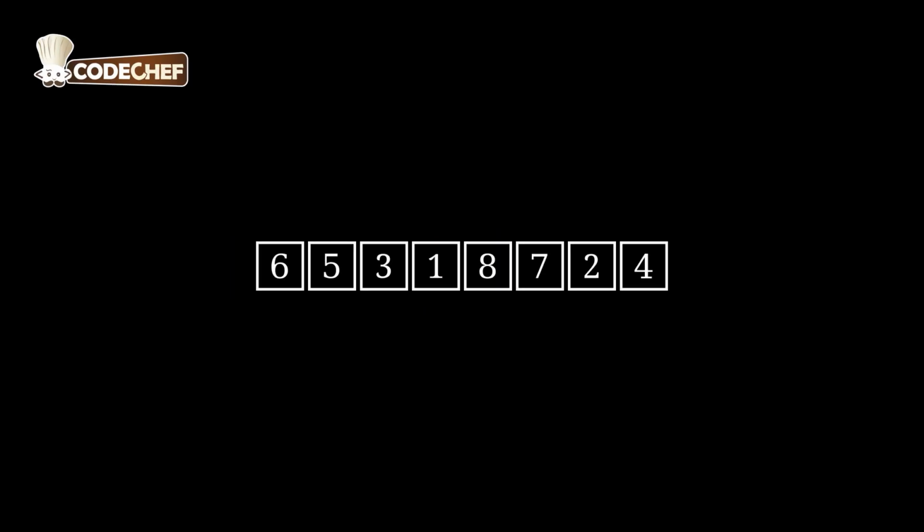Let's consider this unsorted array: 6, 5, 3, 1, 8, 7, 2, 4. We will use the last element as the pivot in each step. We start by choosing 4 as our pivot and initializing 2 pointers, i and j.